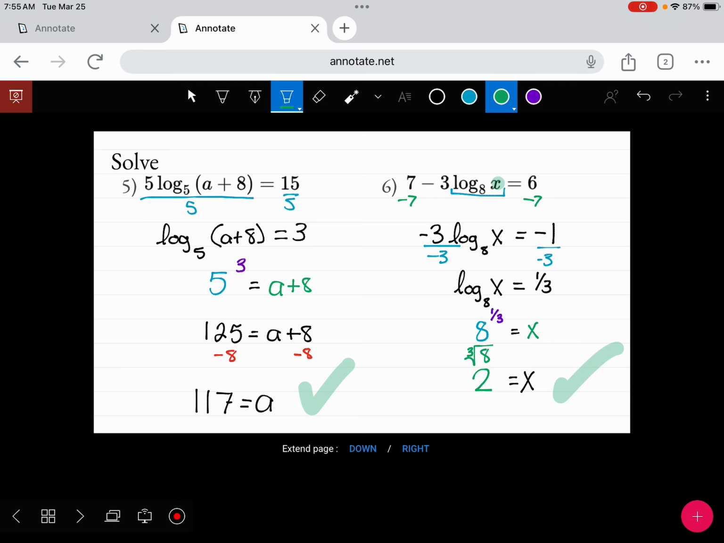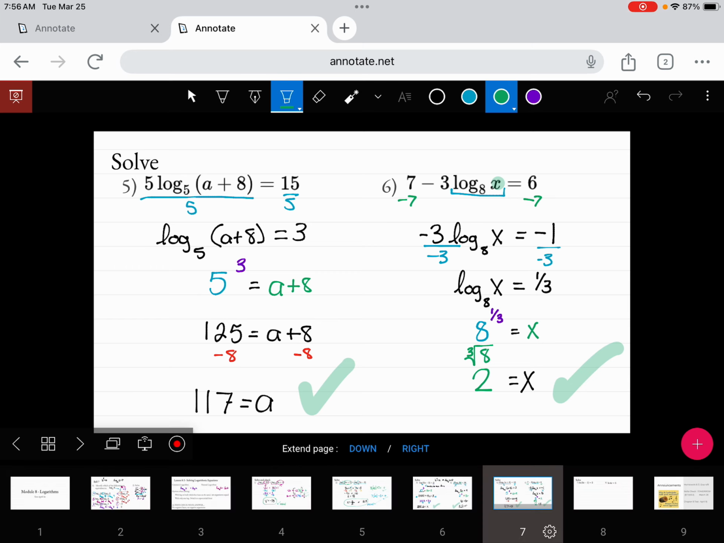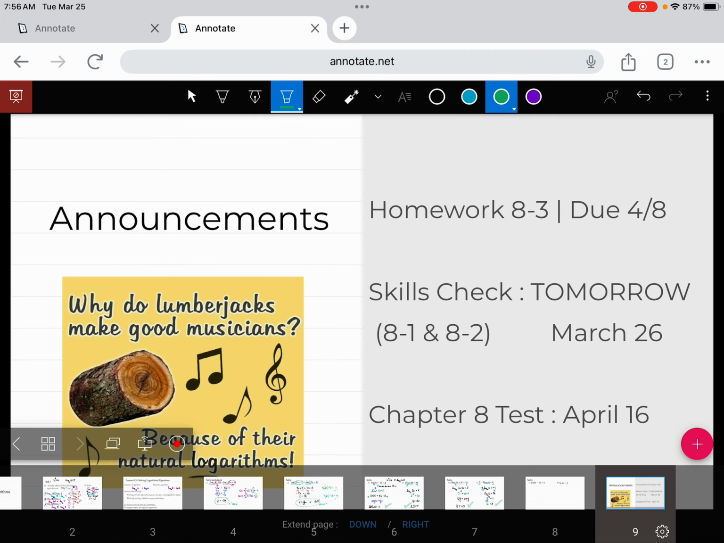We will work more with our solving stuff later this week. We'll hit some of them on Thursday because tomorrow we have our skills check. The solving will not be on the skills check. It'll be just the 2 previous sections where we had our condensing, our expanding, maybe a little bit of the graphing stuff, that kind of stuff. But we're going to do the skills check tomorrow.